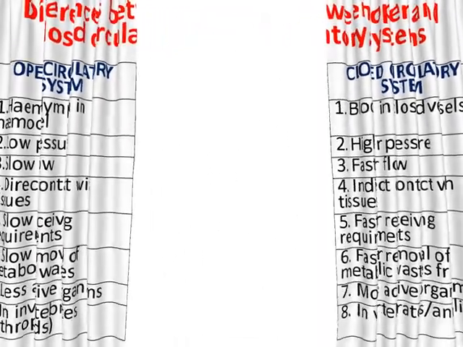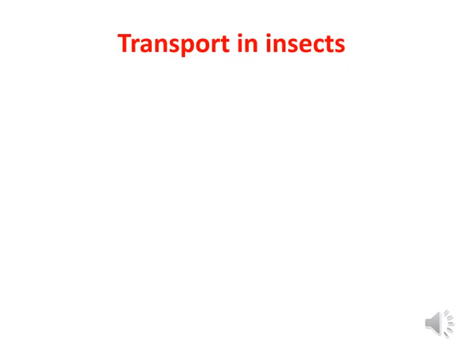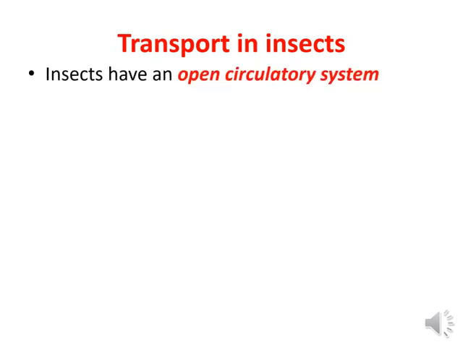Good. Now we look at something else. Transport in insects. We shall narrow down to insects now. Insects have an open circulatory system. You need to note that they have an open circulatory system. Remember, we have said that in the open circulatory system, there is the general body cavity where the transport fluid flows in. We don't have blood vessels.